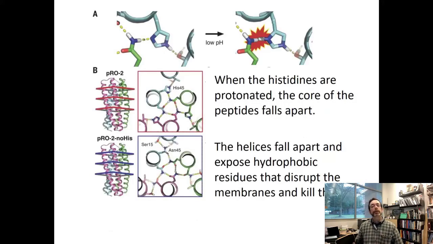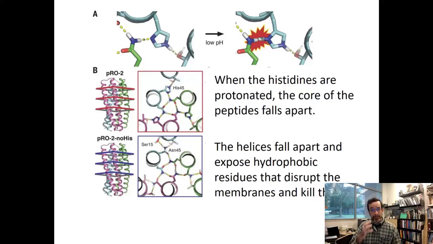And this is their picture of what it looks like. I just want you to see the histidine right here. Here it is a nice little hydrogen bond acceptor on the right, and on the left side is forming a hydrogen bond to a hydrogen bond donor. At low pH, it becomes protonated, and you can't have a donor bonding a donor. You have to have a donor bonding an acceptor. They clash, and the protein falls apart.